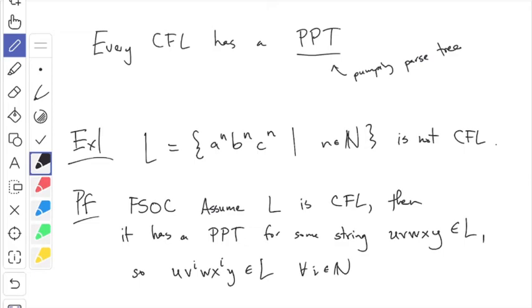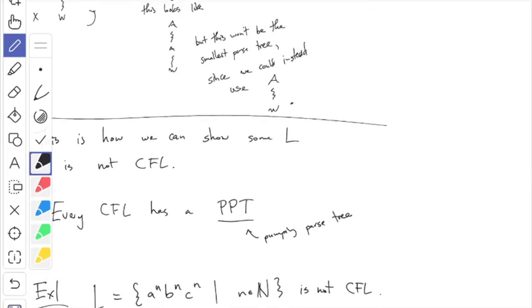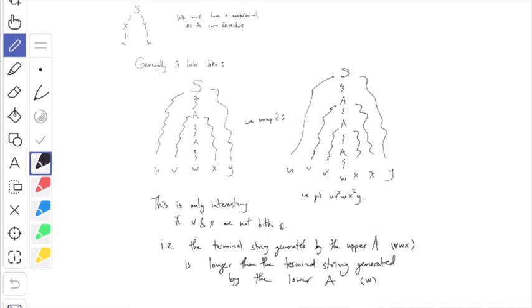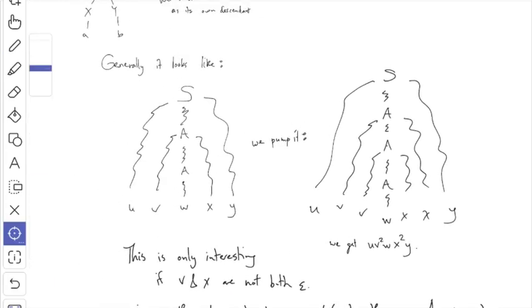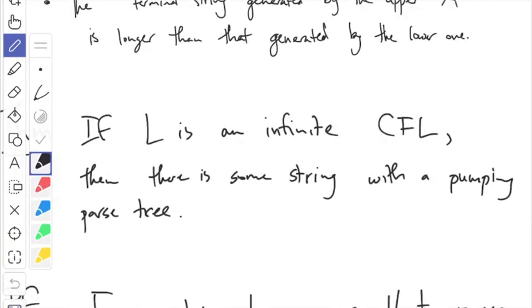Remember, this comes from these diagrams, right? Your original pumping parse tree generates this string, u, v, w, x, y, and every time you pump it, it gives you another v and another x. So you get u, v squared, w, x squared, y. That's if you pump it only once, but you can pump it as many times as you like and get any powers on the v and any powers on the x. All right.